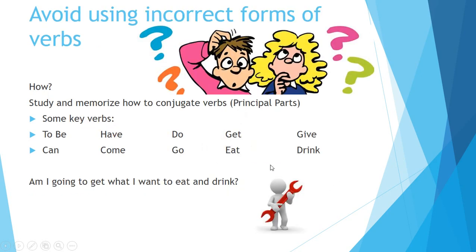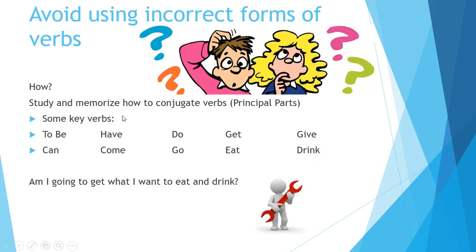I know that at the beginning it would be a little bit confusing, but then it is going to be a piece of cake. Then there are some other errors that we have to avoid. We have to avoid using incorrect forms of the verbs. But how are we going to do it? How to know when a form of the verb is not correct?